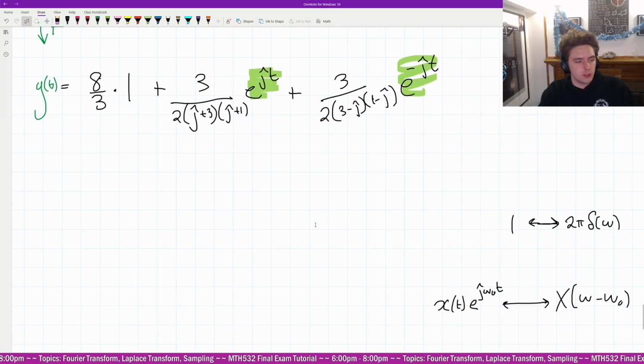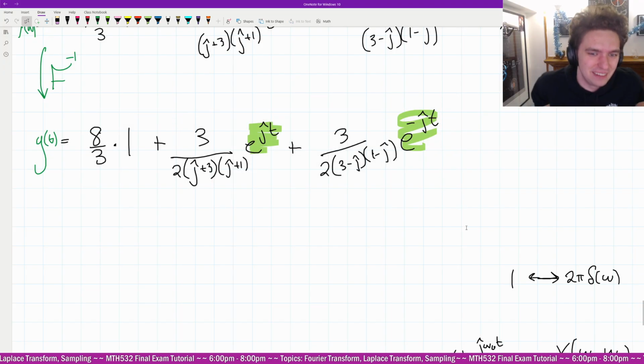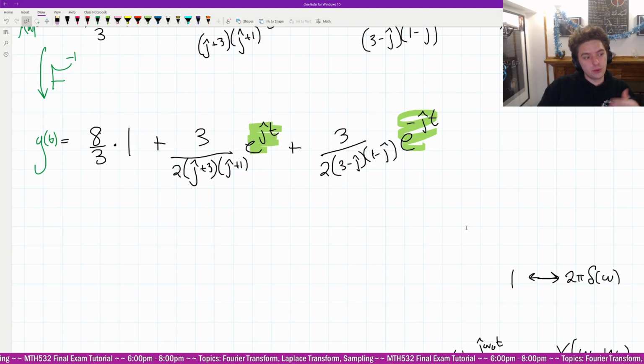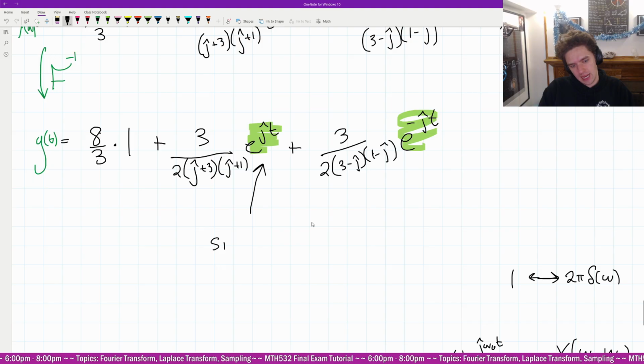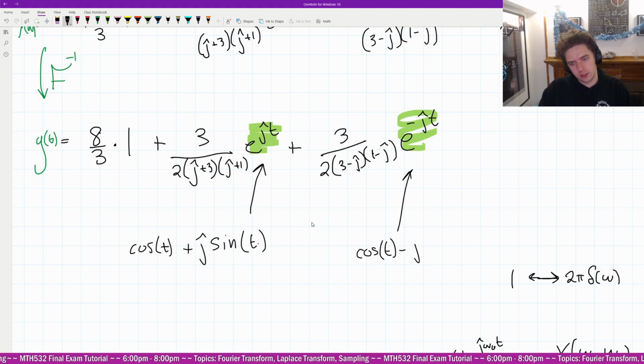So how about this? For the rest of this question, yeah, we can try it. Let's try it. It will be a real number for any value of t. The way you would know that is you would turn e to the jt into cosine t plus j sine t, and you turn this into cosine t minus j sine t.